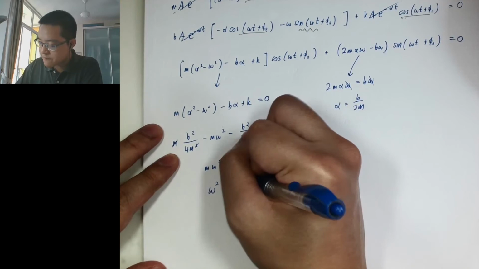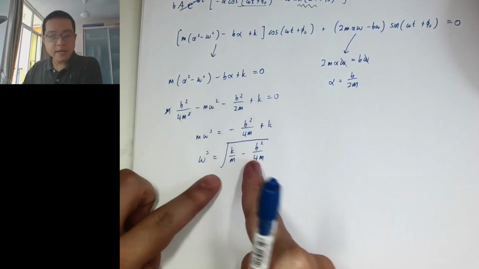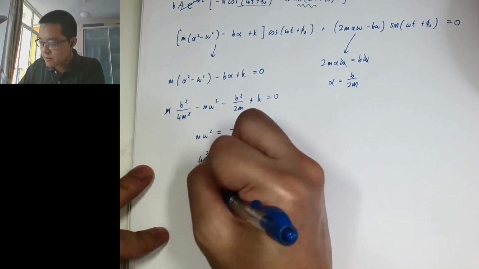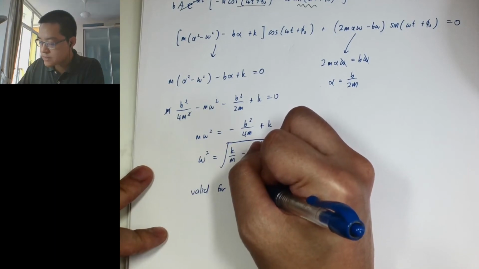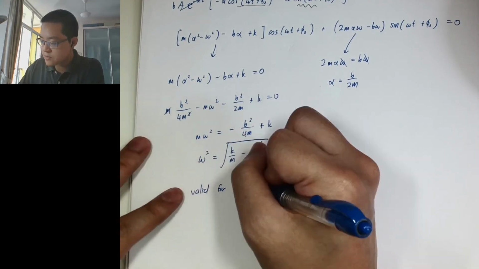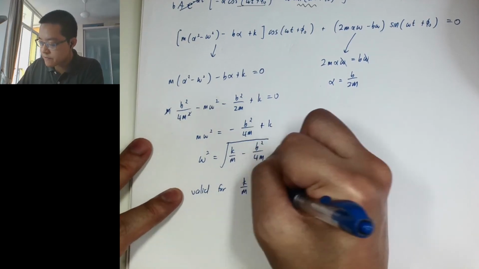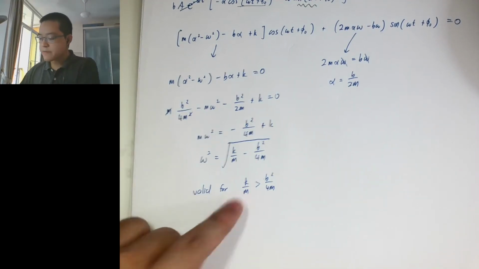So finally I conclude that I got k over m minus b squared over 4m. So I have found the frequency of my solution, and apparently there's a square root, so to make sure that this is valid, it holds as long as this term is positive. So k over m is greater than b squared over 4m. Okay, so I have found my solution over here. Actually, I got the solution that is only satisfied for this case.